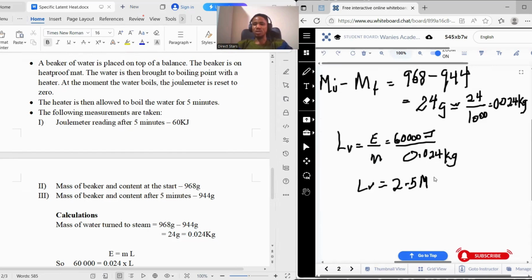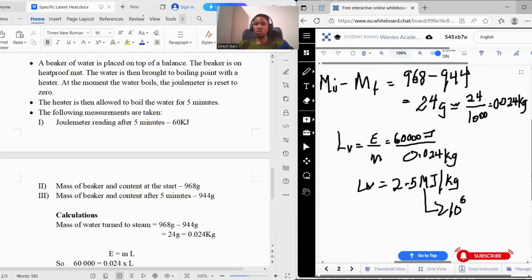2.5 million. This M stands for million. Remember that latent heat of vaporization is joule per kilogram. Now, M means 10 raised to the power of 6, which means million. So this is how to solve for the latent heat of vaporization. You can use the same method to solve for latent heat of fusion too.